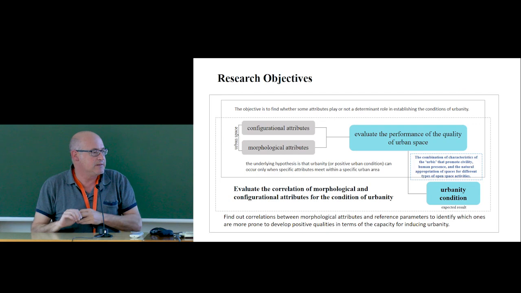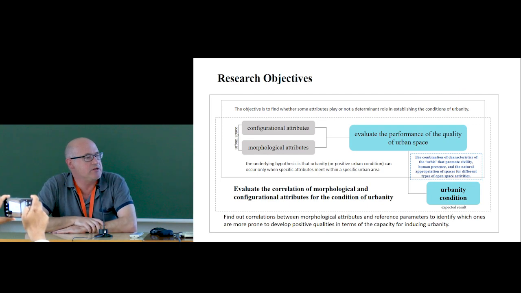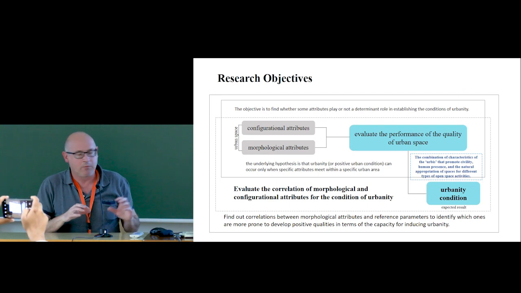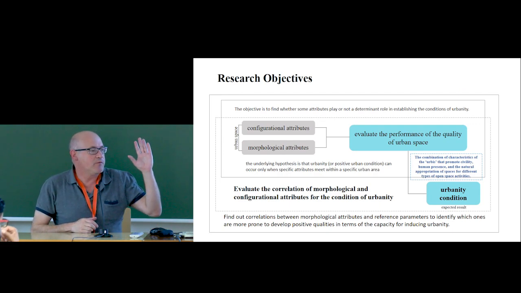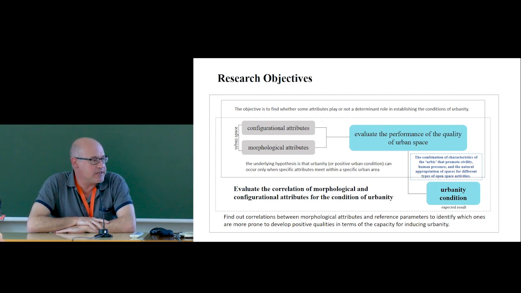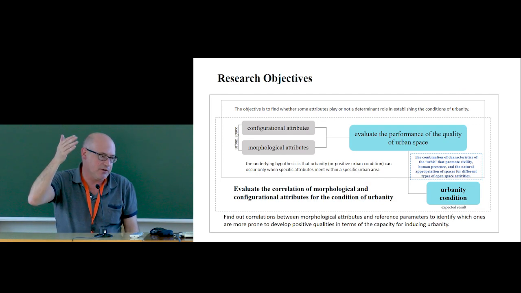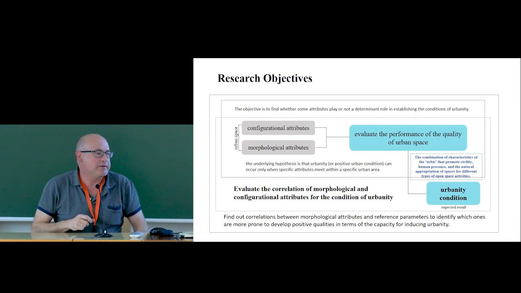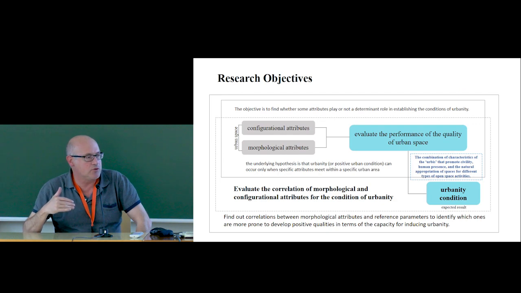This is actually one of the slides that Samira has been using a lot, but I decided to break it down in parts. So basically, she's looking into a set of configurational attributes and morphological attributes to evaluate the performance of urban space, of this quality of the urban space, and to define how far it is from this urbanity condition.